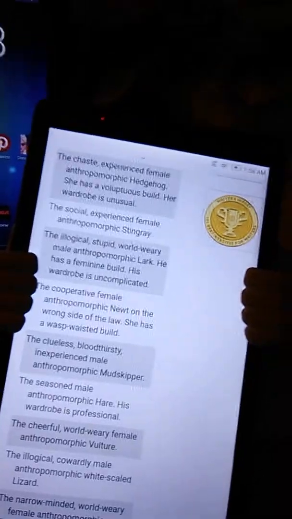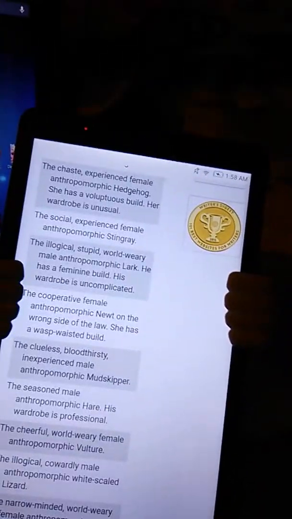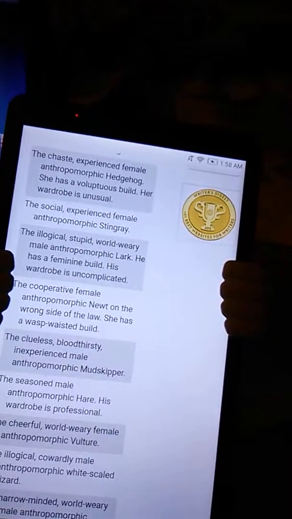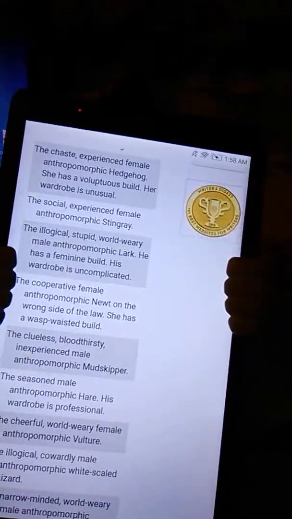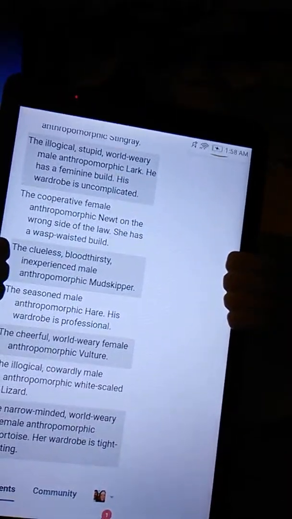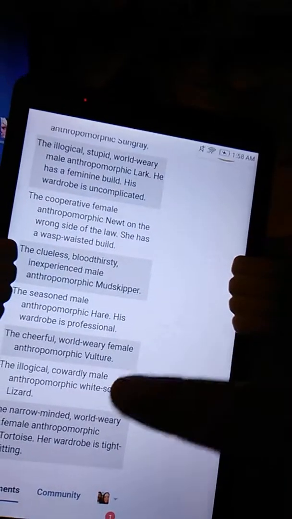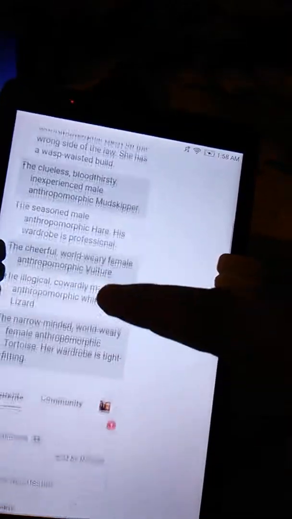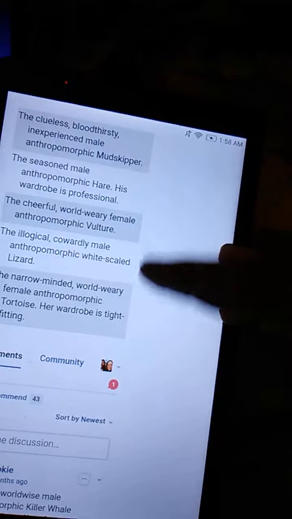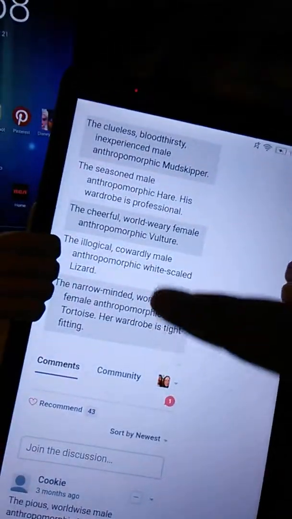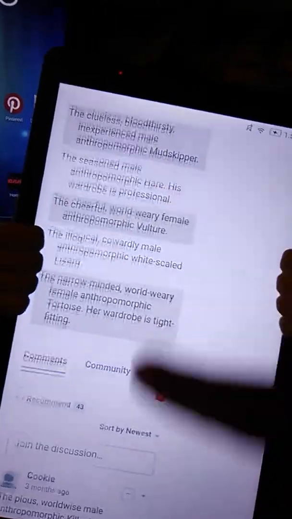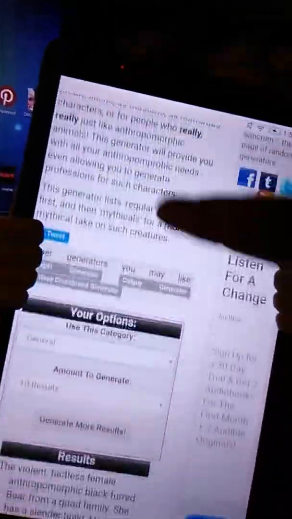A chaste, experienced female anthropomorphic hedgehog. She has a voluptuous build. Her wardrobe is unusual. A socially experienced female anthropomorphic stingray. An illogically stupid, world-weary male anthropomorphic lark. And they've got a whole bunch of these here. A mud skipper, hare, vulture, lizard, and we could use these, but we're going to get our own.